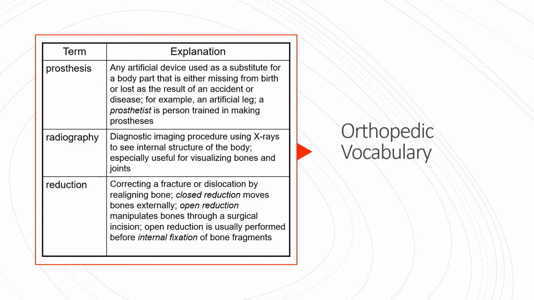A reduction is correcting a fracture or dislocation by realigning a bone. A closed reduction moves bones externally. An open reduction manipulates bones through a surgical incision. Open reduction is usually performed before internal fixation of bone fragments.